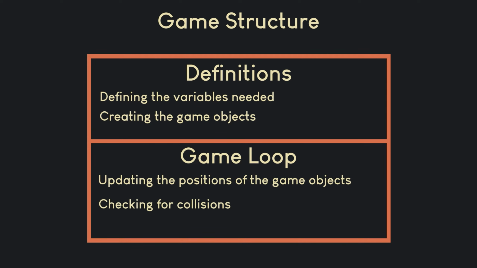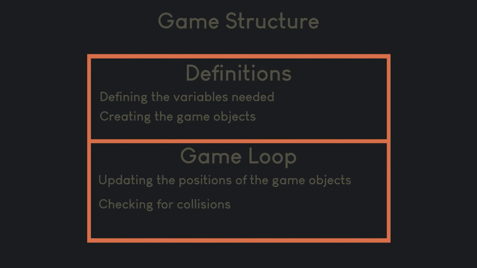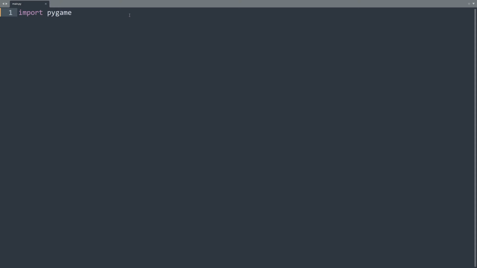The game loop is like the heartbeat of the game, running repeatedly until the game is closed. In each iteration of the game loop, we will draw the game objects in their new positions and check for collisions, all happening so fast that it appears as a continuous movement. Now, let's create a blank screen and the game loop.